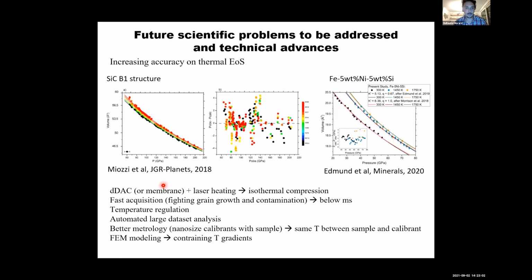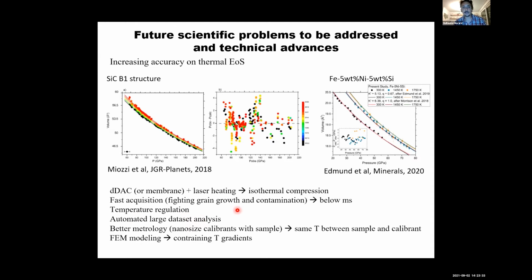and you will have a lot of data points on an isotherm. Also, one point is the fast acquisition could be quite interesting for the high temperature when you're getting close to the melting line, because you have a large grain growth or contamination, and to have millisecond acquisition could be very interesting to have accurate volume at these very high temperatures that are usually neglected in the equation of state or usually removed because the grains are too big. It's very difficult to get accurate volume at that point.